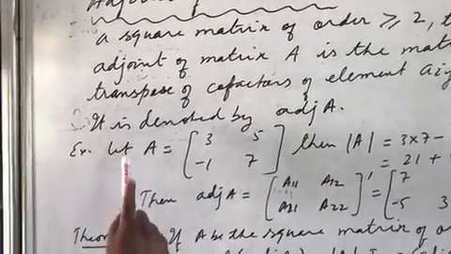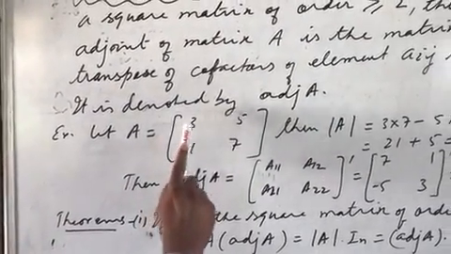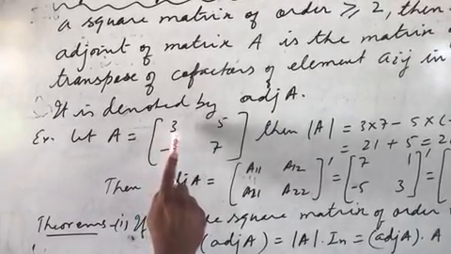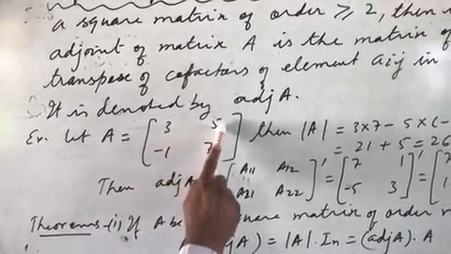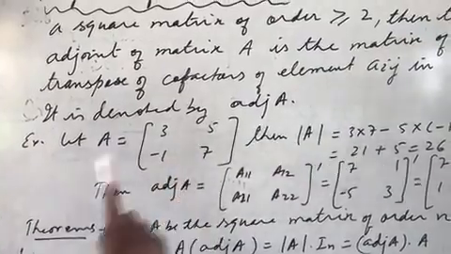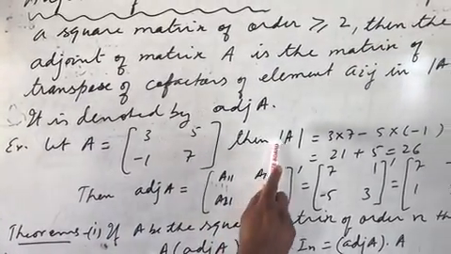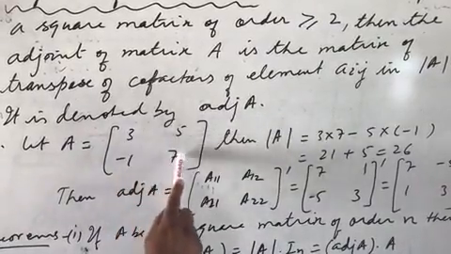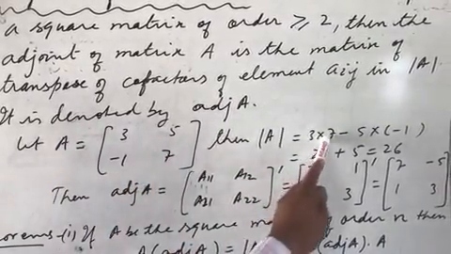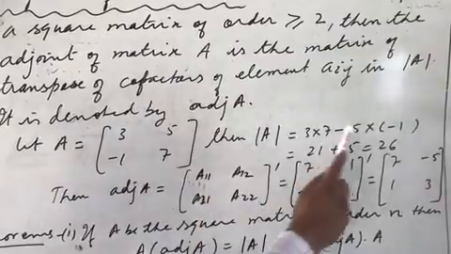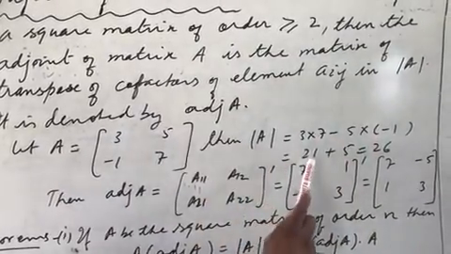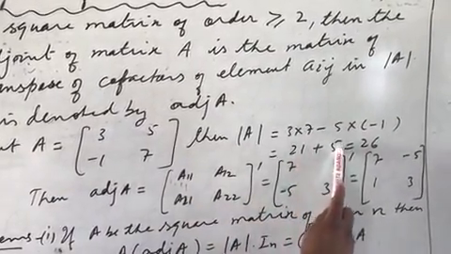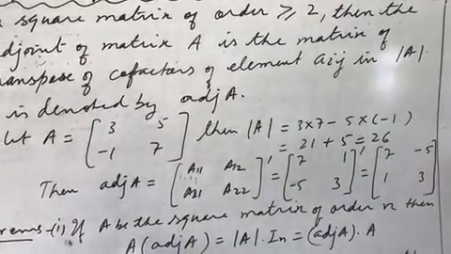For example, let A be the square matrix of order 2 by 2, that is [3, 5; -1, 7]. Then its determinant value is determined as 3 into 7 minus (-1) into 5. On simplification, we get 21 plus 5, that is 26.